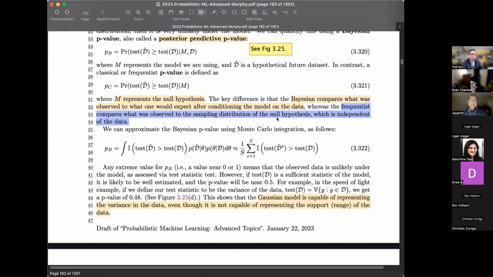He says in that figure, the Gaussian model is capable of representing the variance in the data, but it is not able to represent the range, or the minimum in this case, of the data.